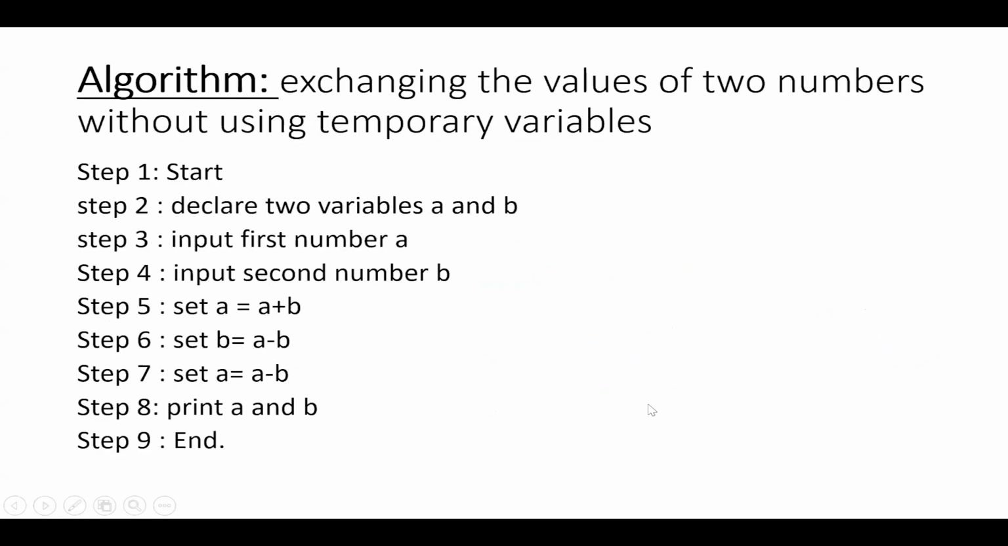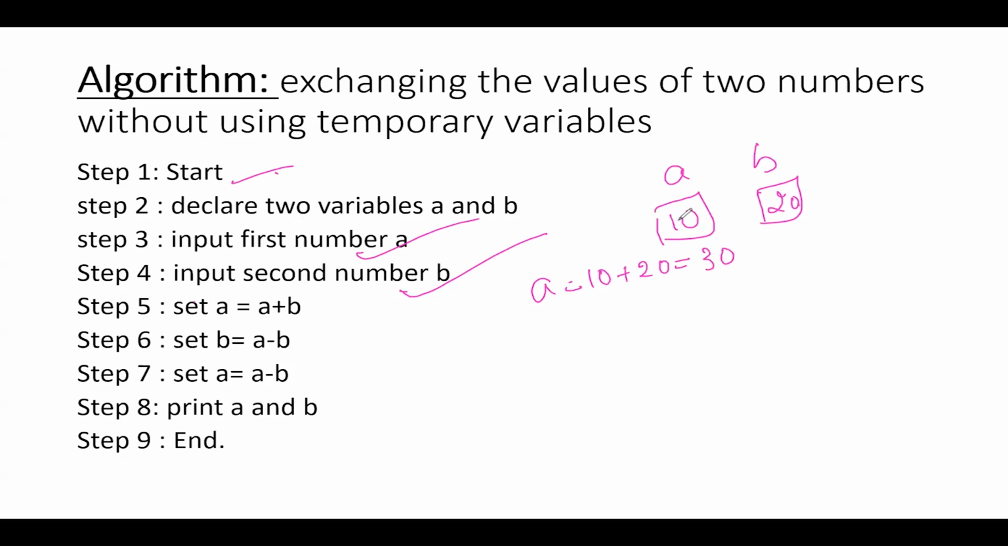So for exchanging the variables without using a temporary variable, the algorithm looks something like this. We'll start. First step, declare two variables A and B. Input the first number A, input the second number B. Then I'm saying set A is equals to A plus B, which is nothing but 30. Then set B is equals to A minus B. So the new value of A is 30 minus 20, which is equals to 10. And then set A is equals to A minus B. New value of A is 30 minus 10, which is nothing but 20.